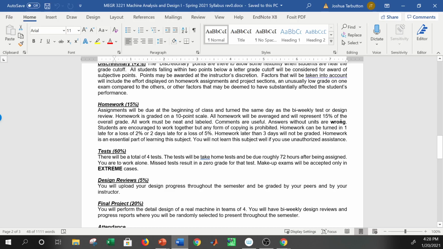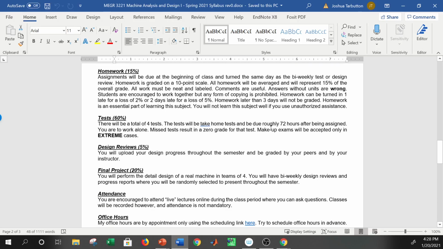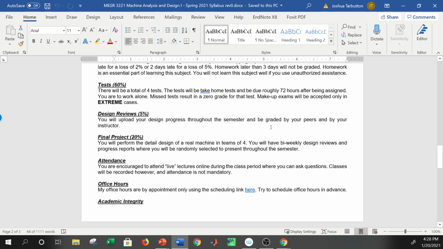Make sure that you use units and your work is neat. If your work is sloppy, I don't feel obligated to grade it. So make sure that your work is legible.